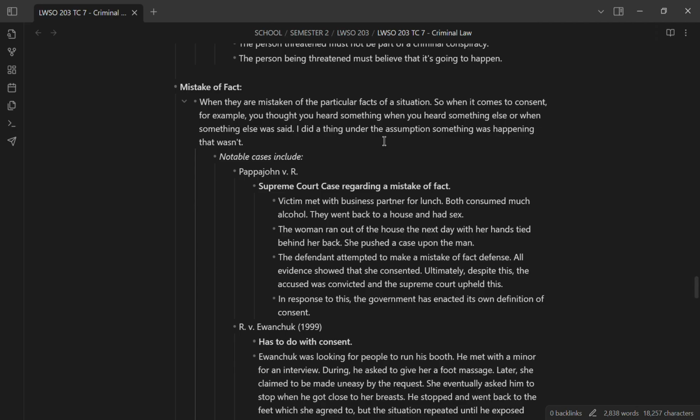Her clothes were neatly folded. Her keys were on the counter. All evidence showed that she consented, but ultimately, despite this, the accused was convicted, and the Supreme Court upheld that conviction. In response to the nuances of this case, though, the government has enacted its own definition of consent. It's very lengthy, and you can look into that if you want.